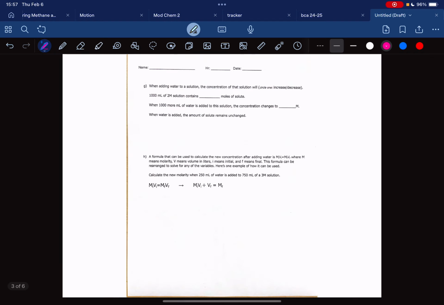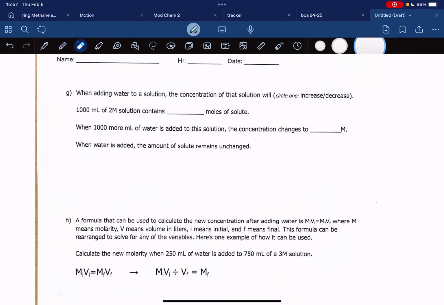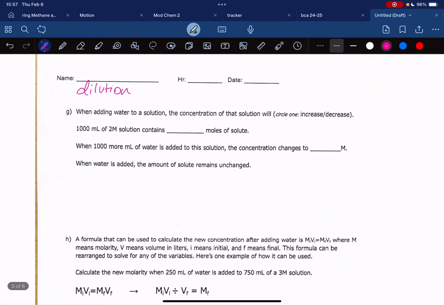Cool. Almost done. Got 2 more here. This switches gears a little bit. This is where we have our first dilution. If you don't know the word dilution or the word dilute, to dilute something means to water it down.